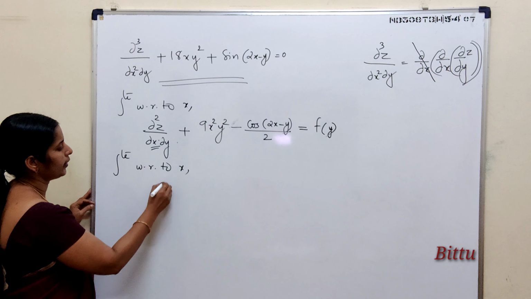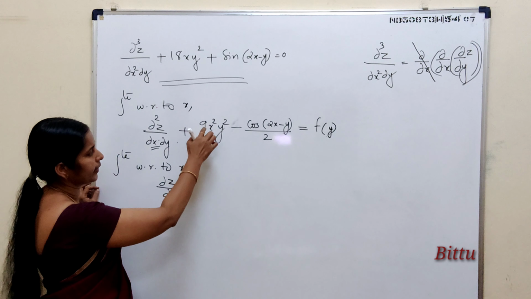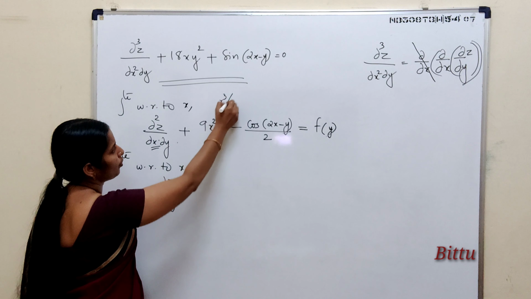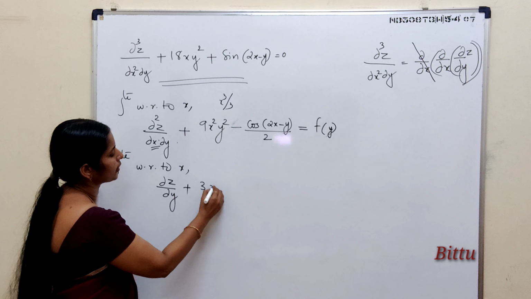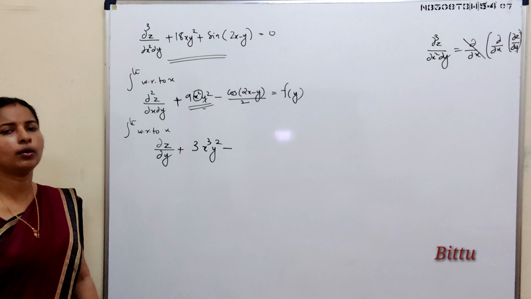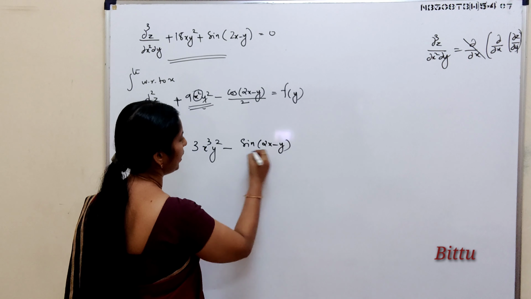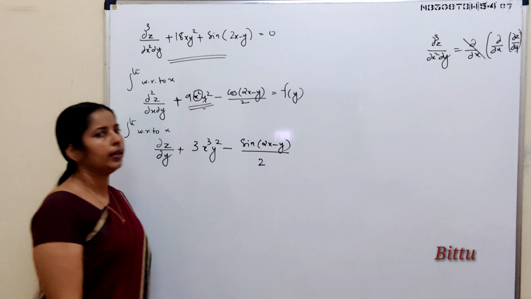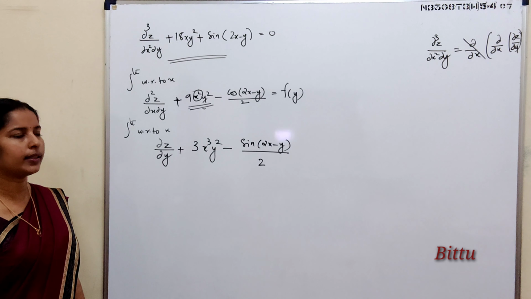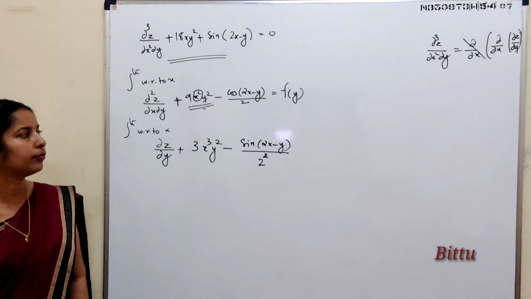What is its integral? It is ∂z/∂y plus its integral: you integrate only x squared, and its integral is x cubed by 3. So you can see it is 3x cubed y squared minus. What is the integral of cos? It is sine. So sine of (2x minus y) by 2, into, here we have to integrate with respect to x. So the integral of 2x minus y with respect to x is 2, so we have to divide it by 2. So the denominator becomes 4.